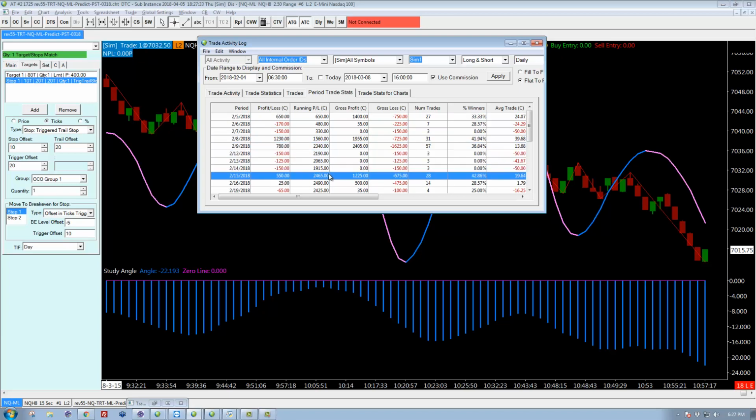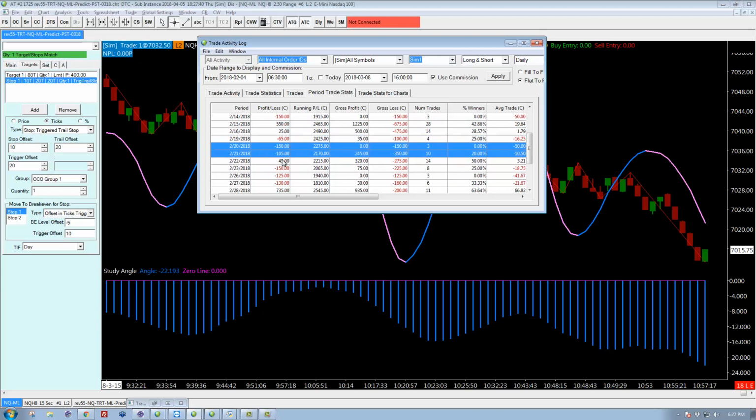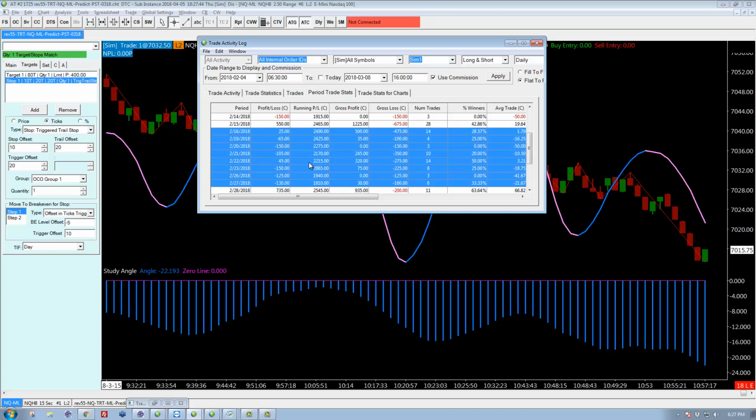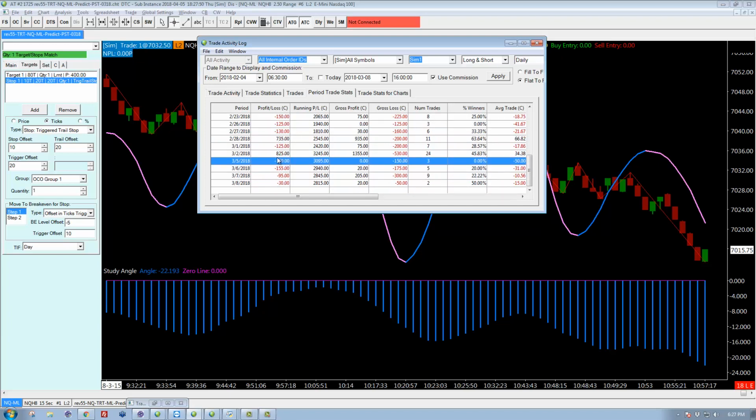Small losses, nice gain. Scratch, basically scratch. Couple small losses. Here's an ugly stretch if you're tracking it daily yourself. Oh my gosh, I'm in trouble, right? But then a nice gain, small loss, a nice gain, small loss. This is actually kind of what you want to see as a trader, is small losses and big gains.